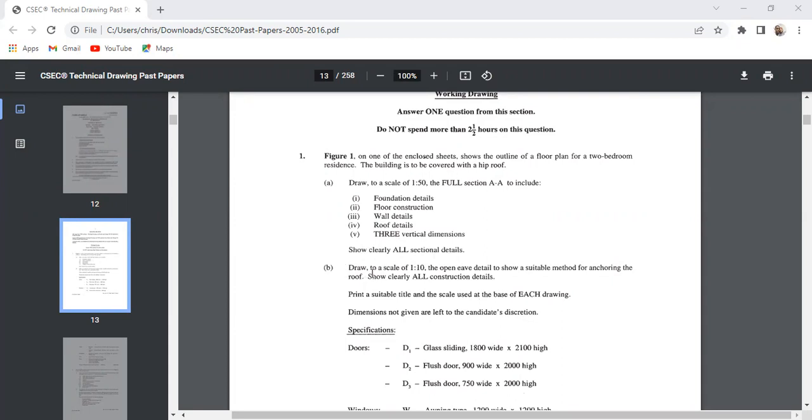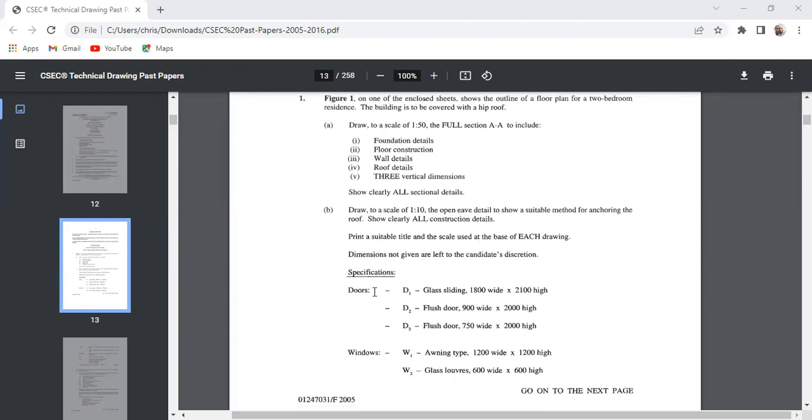Part B of this question asks that we draw to a scale of 1 to 10 the open eave detail to show a suitable method of anchoring the roof. Show clearly all construction details. The final part is that we print a suitable title and the scale used at the base of each drawing. Dimensions not given are left to the candidate's discretion.